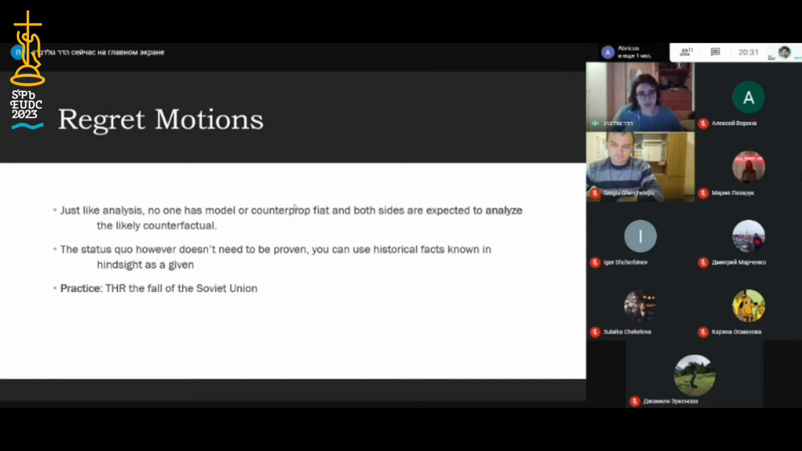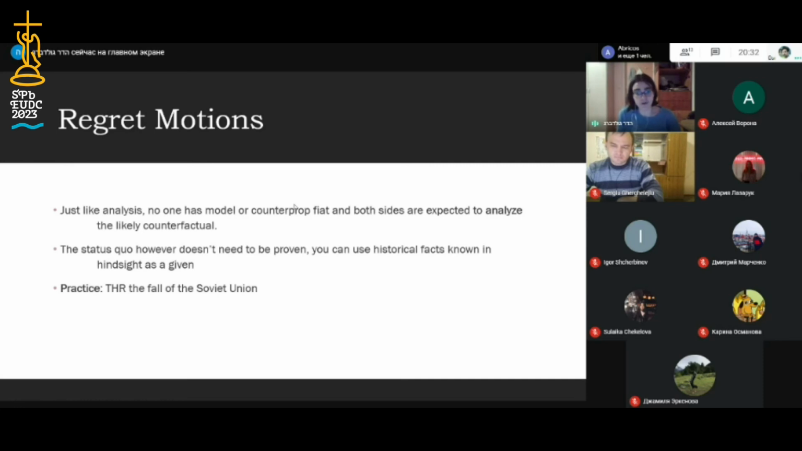Just like in analysis motions, in regret motions as well, no one has a fiat to either model or counterprop, but rather everyone has the burden to analyze what the counterfactual is likely to look like. A common mistake I notice people do in regret motions is Prime Minister saying something like, we regret that this happened, we propose instead that this would have happened. This is not something that Prime Minister is allowed to do. You don't get to define what would be the alternative history line. You need to analyze what would have likely happened if the motion hadn't happened.